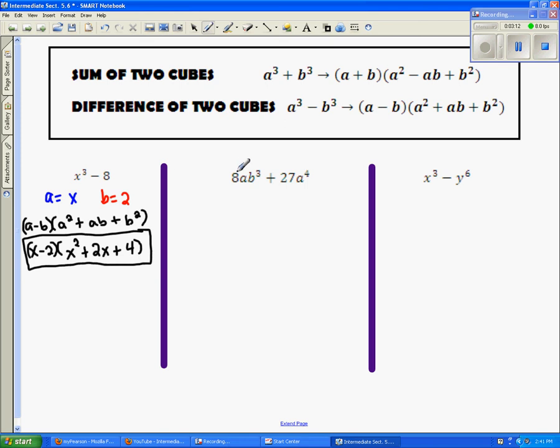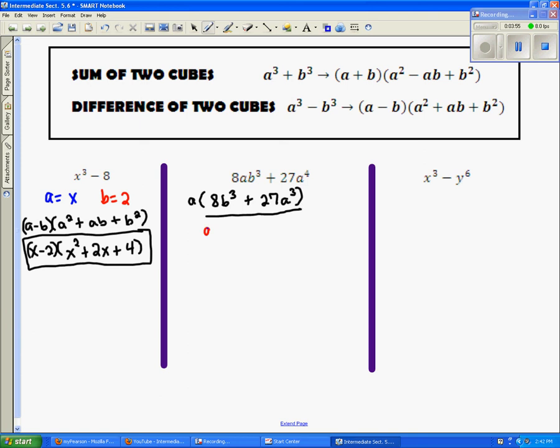My next example, the first thing I need to do is check for a GCF. Always check for GCF in every problem we factor. First thing, I see they both have an a in them, so I want to factor out an a. If I take an a out of this term, I'm left with 8b cubed. If I take one of the a's out of here, I have 27a to the third. Now I stop. This is my GCF and it's taken out, but when I look at my parentheses, I see sum of perfect cubes. So I need to focus on this portion of my problem and determine my a.